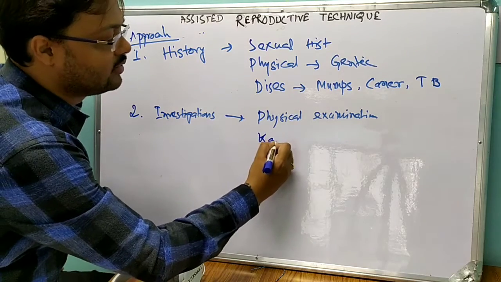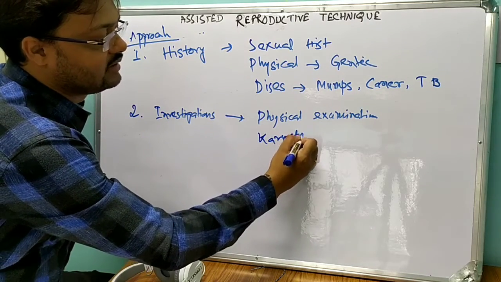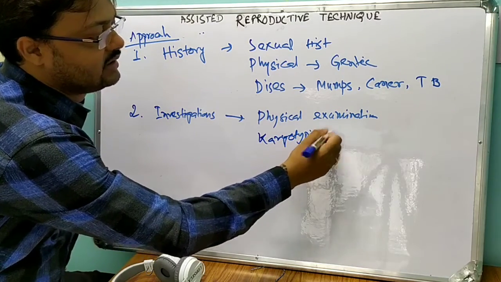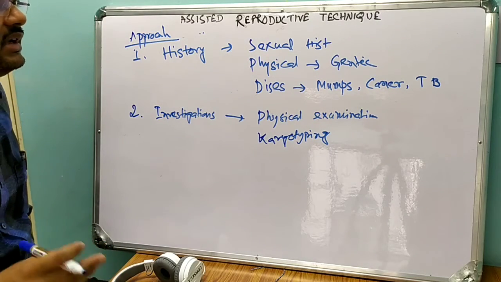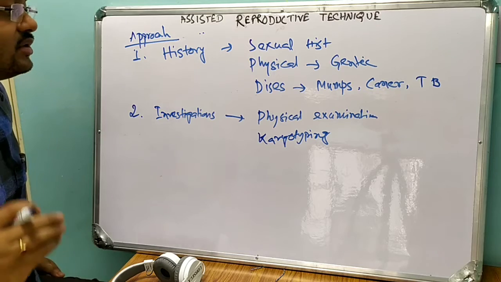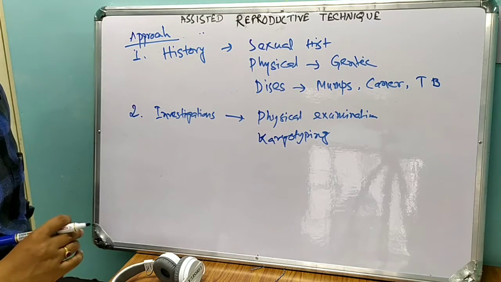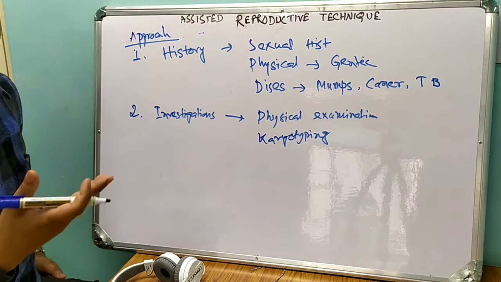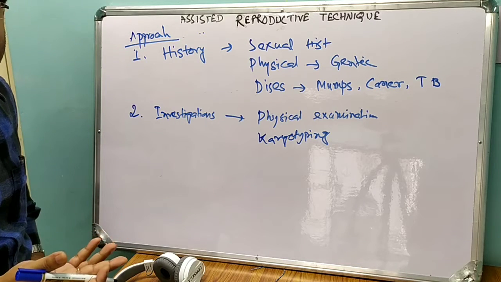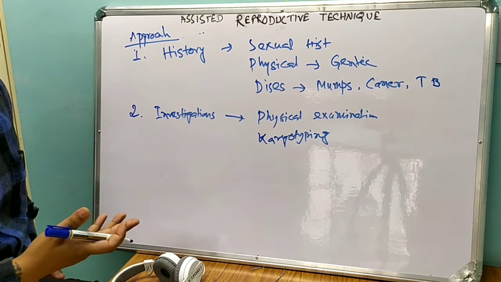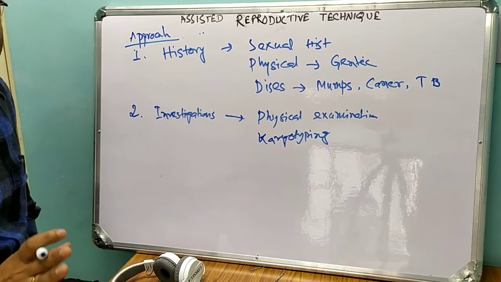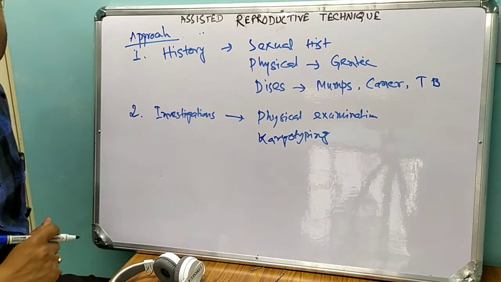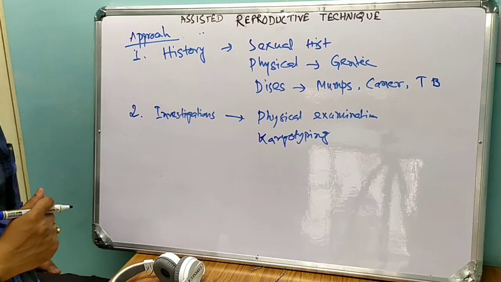Secondly, you have to go for karyotyping. Karyotyping means taking a note of the person's chromosomal study. Okay, so karyotyping will be able to differentiate whether the male has some kind of genetic defect like Klinefelter syndrome, or the female subject is suffering from any kind of genetic defect like true hermaphroditism, whatever it is. So karyotyping should be the second thing you do.